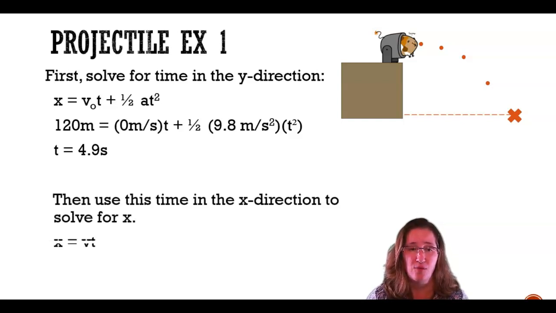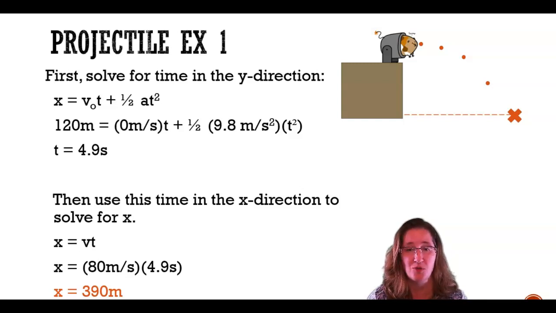So I'm going to take that 4.9 and I'm going to put that in for time in the x direction equation. So I've got x equals vt because that's the only equation I can use for constant velocity. Remember, the v in that equation, by the way, is an average velocity, okay? It's not an instantaneous velocity like the who cares equations. So we're going to do 80 times 4.9, and we're going to find that apparently our guinea pig goes 390 meters, which would be really impressive for a guinea pig. But that's the answer for this particular question.